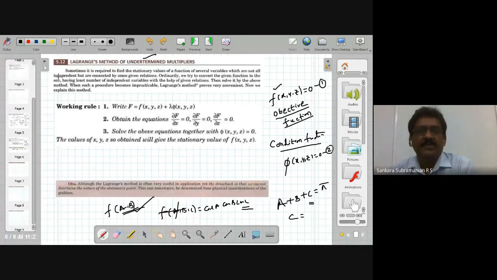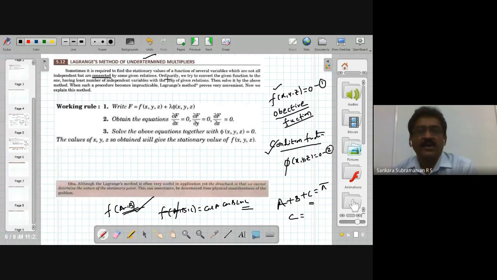What I said is written here. Sometimes it is required to find the stationary value of a function of several variables which are not at all independent but are connected by given relations. So phi is the connecting relation, or we call it a condition function.